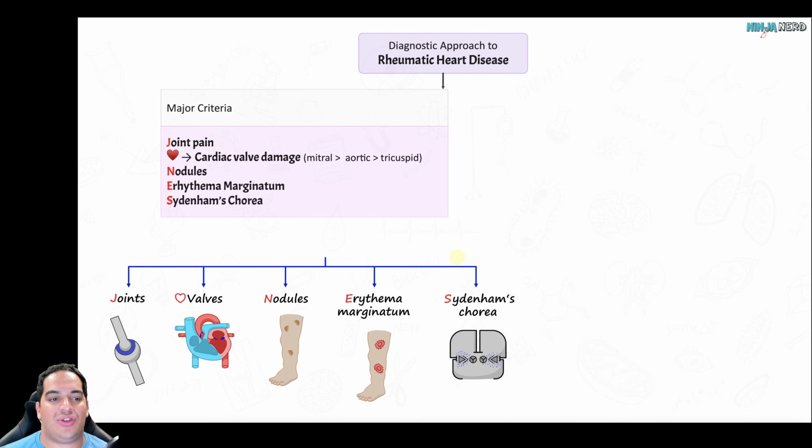So if a patient has any of these major criteria, at least two of them, so any of the Jones criteria: joint pain, cardiac valve nodules, erythema marginatum, and Sydenham's chorea, if they have two of these, you can make the diagnosis of rheumatic heart disease.